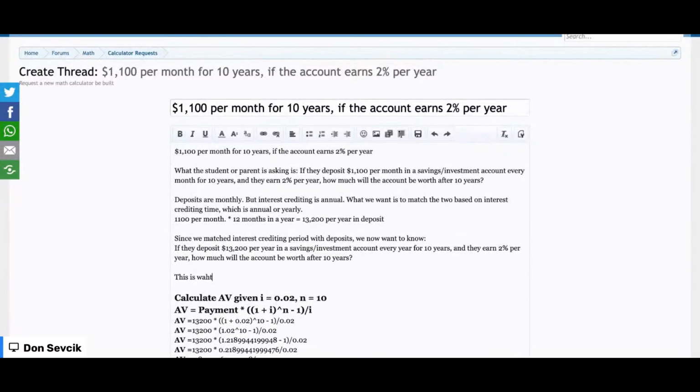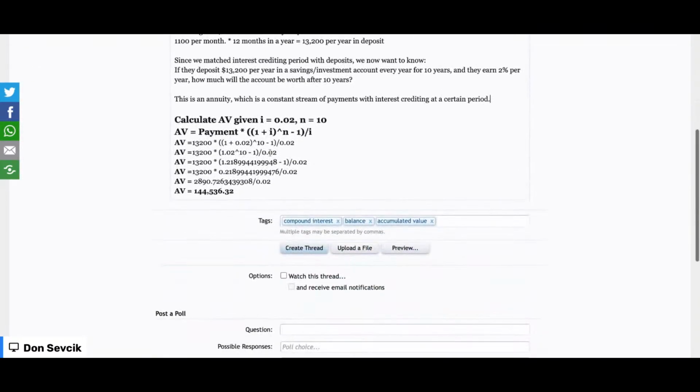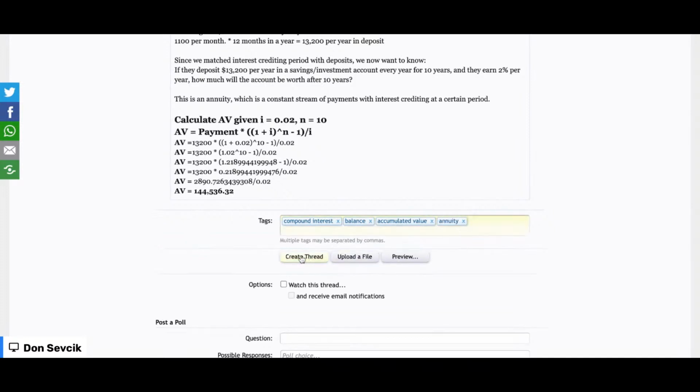An annuity is a constant stream of payments with interest crediting at a certain period. So what I did is I pasted in here the annuity formula and calculator from Math Celebrity. I plugged in the numbers that we used for this problem, and what we got is at the end of 10 years, you're going to have $144,536.32. That's what we do. That's it.